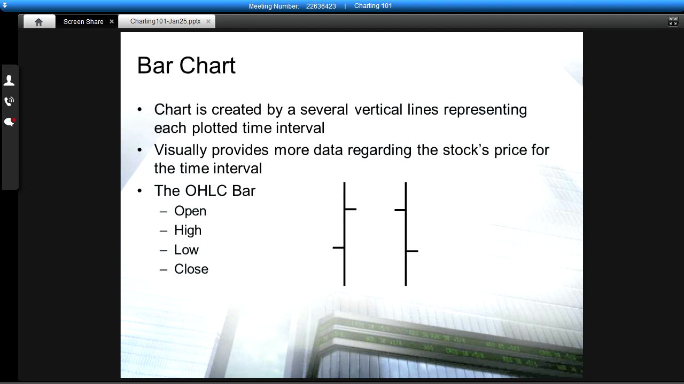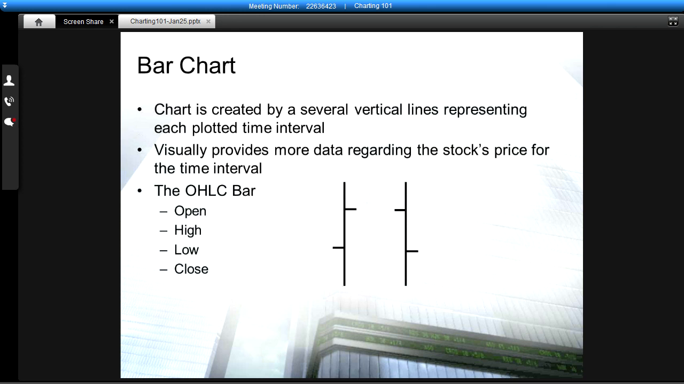The next chart is a bar chart. This is created by several vertical lines. Each time period is represented by a vertical line. And then it also shows additional information other than just the close. As you can see there, we have the open of the price, the close of the price, the high of the stock price for the day, and the low of the stock price. So it's often referred to as an OHLC bar because it shows the open, high, low, and close.